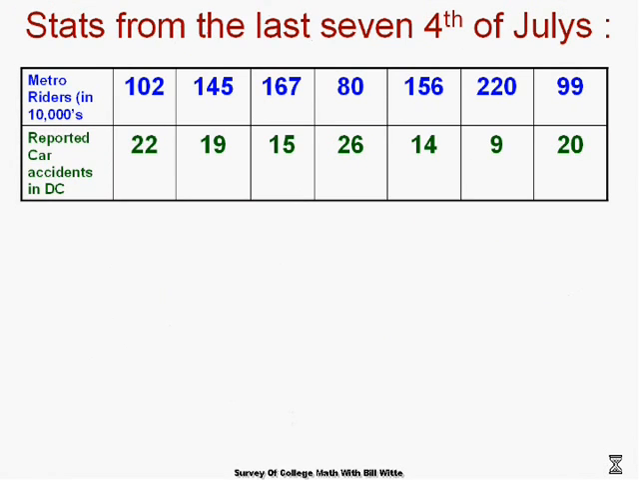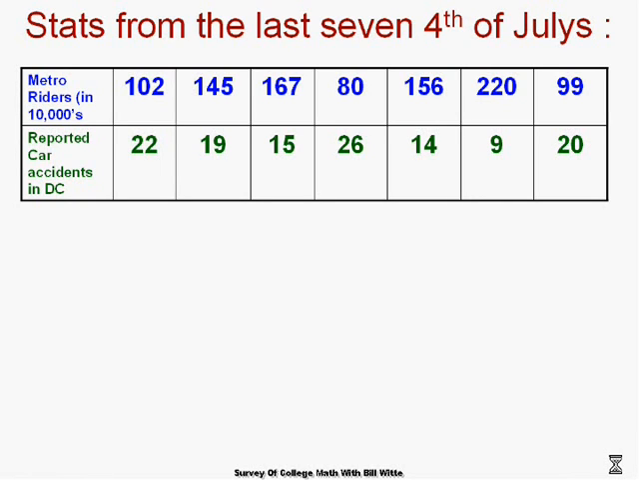Okay? Allow me to demonstrate. Let's do it again. If we take the statistics from the last 7 Fourth of Julys, I'll try to relate two parts of the data. I'm going to try to relate the number of riders on the Metro on the Fourth of July, each of these last 7 Fourth of Julys. That's in blue, and that's in tens of thousands. And then how does that relate to how many car accidents occurred in the district on those Fourth of Julys? We can use this linear regression, perhaps, if it's a good correlation, to predict how many car accidents are going to be on that day.